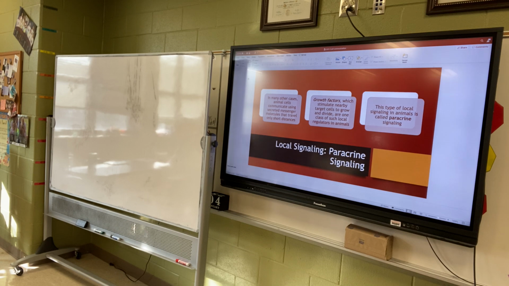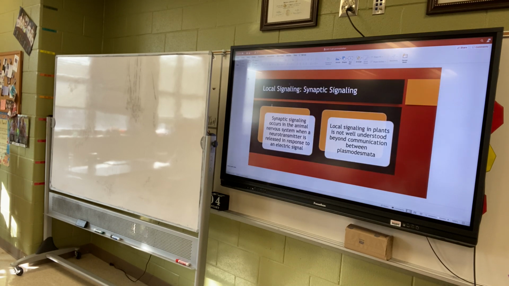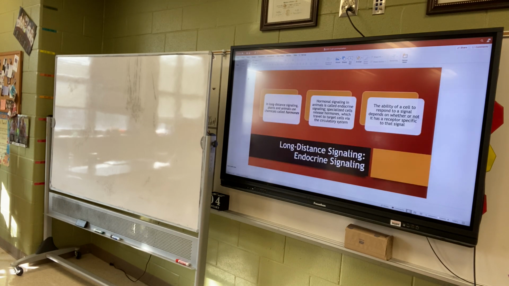So we talked about paracrine, and the fact that it uses growth factors. We talked about synaptic, and the fact that it uses neurotransmitters from the neurons. And we talked about the endocrine, the fact that it uses hormones. Again, look at that very last section: the ability of a cell to respond to a signal depends on whether or not it has a receptor specific to that signal.